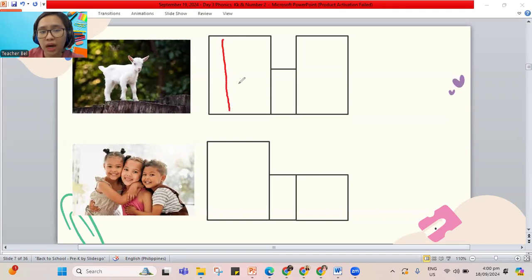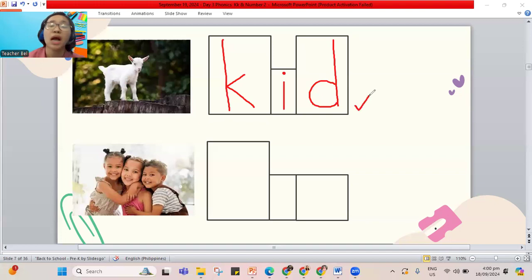Line down, kick in and kick out. That's lowercase k. That's K in the middle. I, line down, a sprinkle on top. Letter I in the middle, and D, line down, and a donut to the side, letter D. So you have the word kid. Remember, a kid is a baby goat.